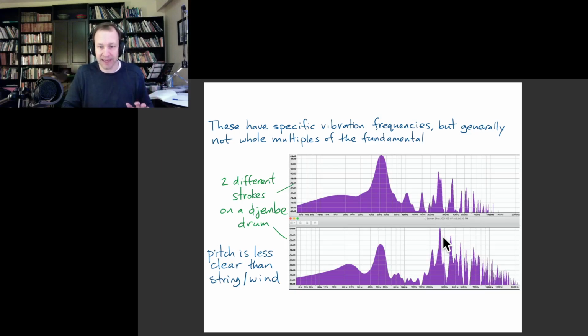So I'll just play that second one. So here is the first one. And then the second one sounds like this. Okay, so just depending on how you strike the drum, you can activate different combinations of these various natural frequencies that the drum wants to oscillate with.